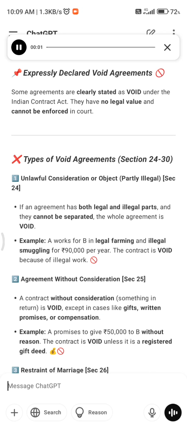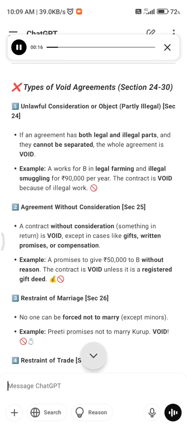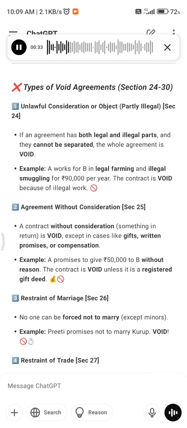Expressly declared void agreements. Some agreements are clearly stated as void under the Indian Contract Act. They have no legal value and cannot be enforced in court. Types of void, sections 24 to 30. 1. Unlawful consideration or object, partly illegal. Sec 24. If an agreement has both legal and illegal parts, and they cannot be separated, the whole agreement is void.